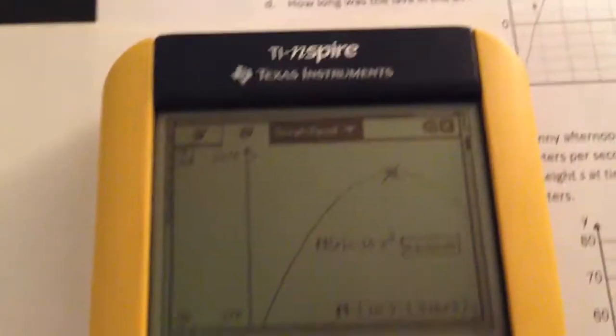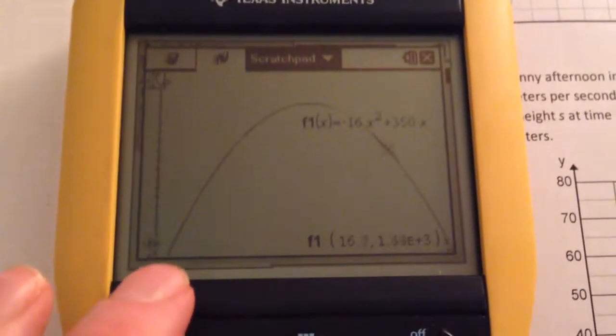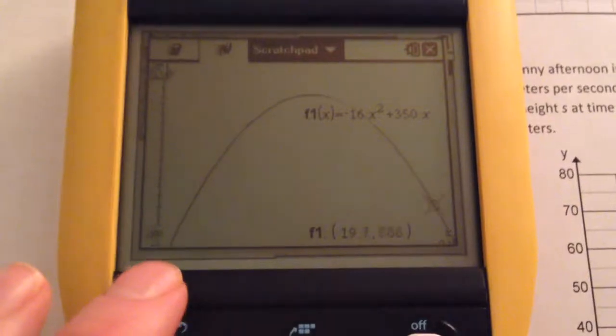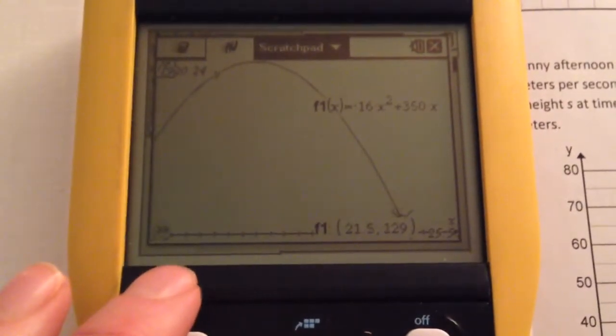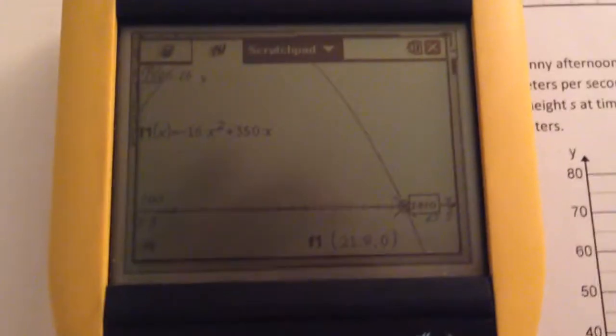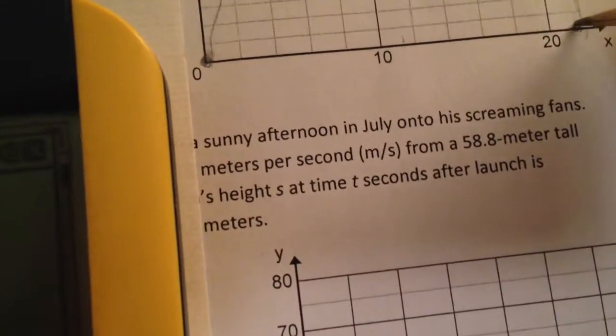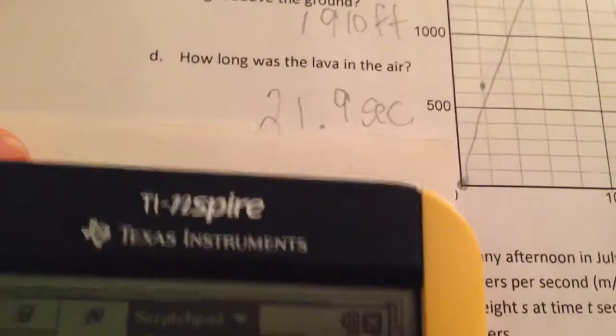And then our last question, how long was the lava in the air? So now we need to look at our graph and figure out where it hits the ground. So where is it 0? And it's at 0 at 21.9. And that's in seconds.